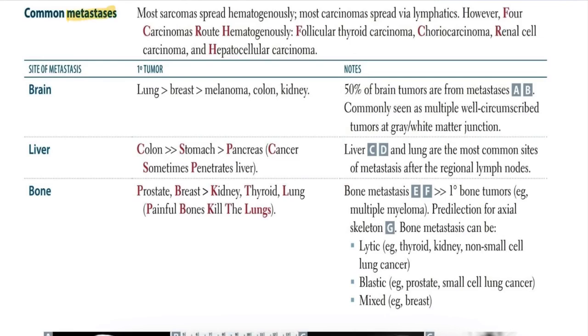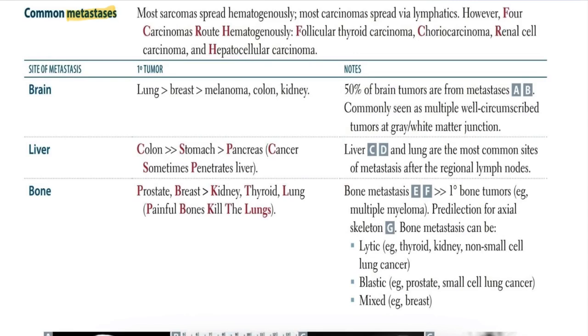Metastasis is the process where cancer spreads from its primary site to distant organs. That means there will be one primary site, and from that primary site the cancer cells will spread throughout the body to distant, different organs.